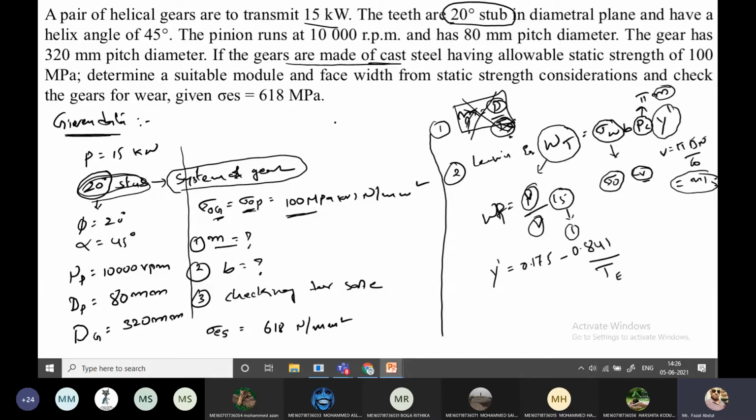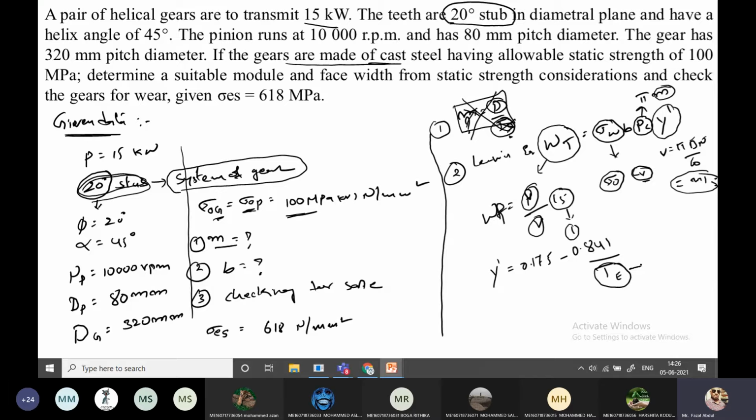Because this is a helical gear, that's the reason I am writing the suffix E. If it were a spur gear, I would neglect this E and directly write capital T. That is the only difference here. So when I am writing suffix capital E, I am writing y dash. Now what does TE mean again?